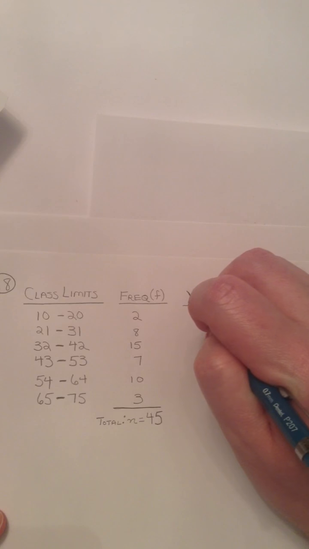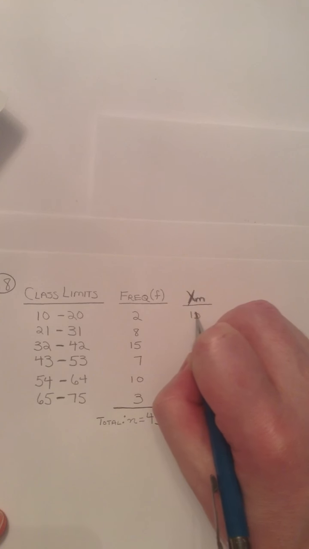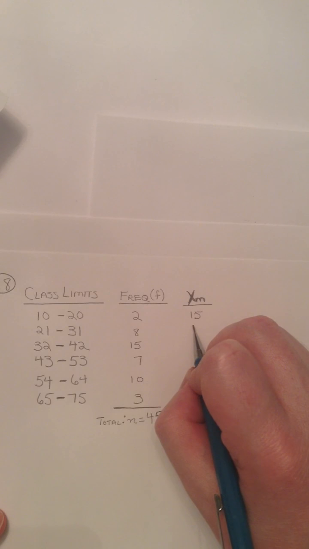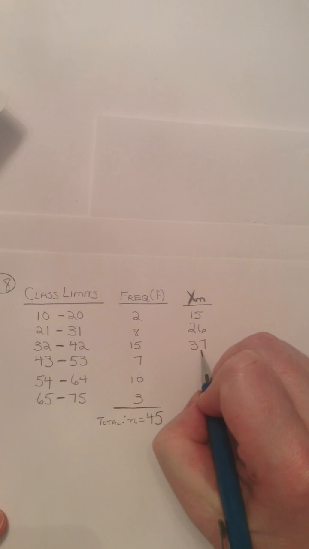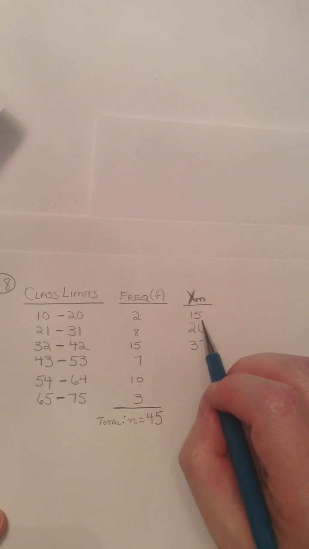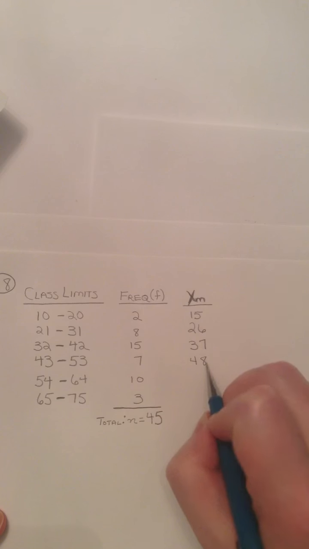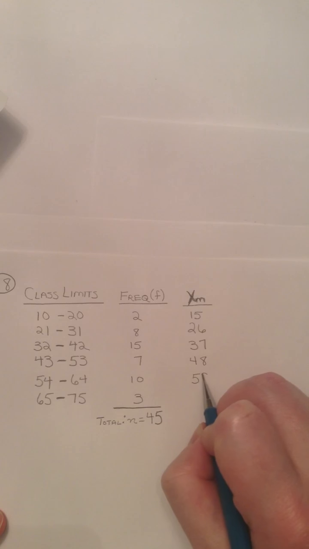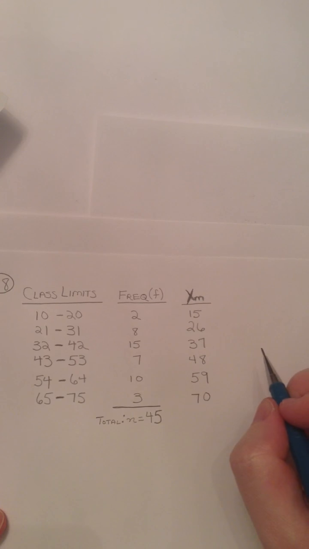The midpoint is the mean of the lower and the upper class limits. Between 10 and 20 it's 15. 21 to 31 gives 26. Between 32 and 42, we have 37. We have an increase of 11 each time, so we go from 15 to 26 to 37 to 48 to 59, and then on out to 70.